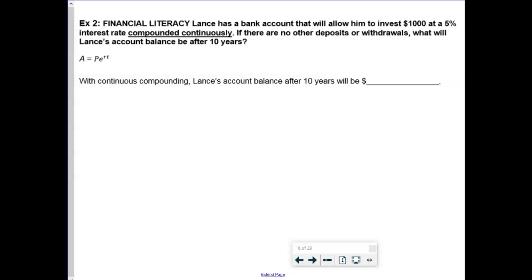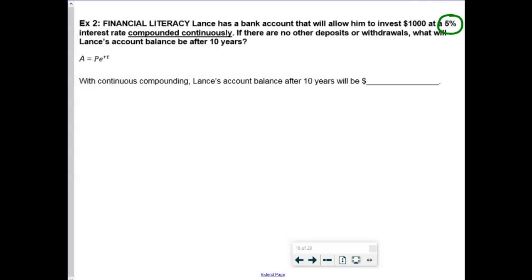Alright, so money. Let's talk about money. Lance has a bank account. Now, I want to know where this bank is. He has 5% interest rate. Okay, that is not a thing. And it's compounding continuously. Now, in algebra, 5% is kind of crazy high. Yeah, maybe they take 5% of your money, but they're not going to pay you 5%.